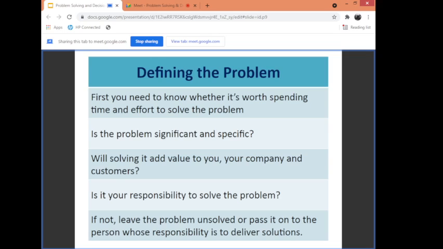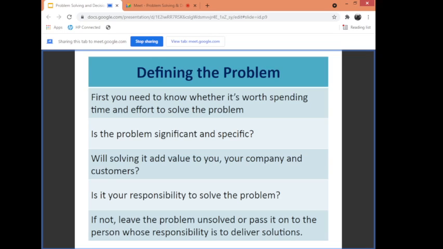So is the problem significant and specific? Significant? Is it important? Is it an urgent one or is it an important one? If not, then you're just wasting your time. Will solving it add value to you, your company, and customer? It should be value adding.